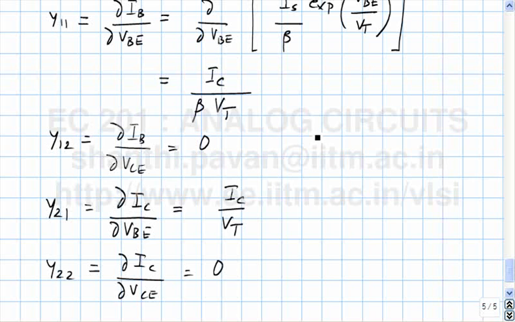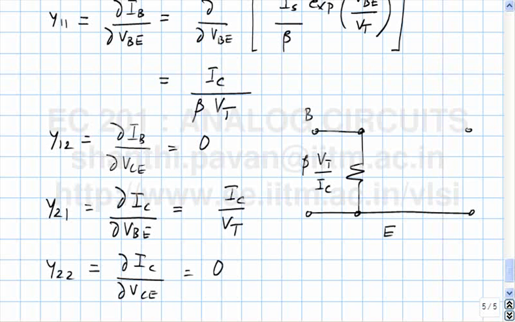The equivalent model for the transistor is now, there is an input resistor now. It's not an open circuit like what you had for the MOS case. And the value of the resistance is beta times VT by IC. So this is B, this is the emitter, and this is the collector.